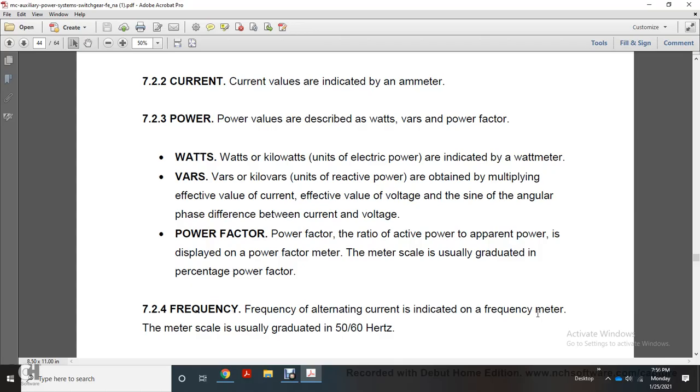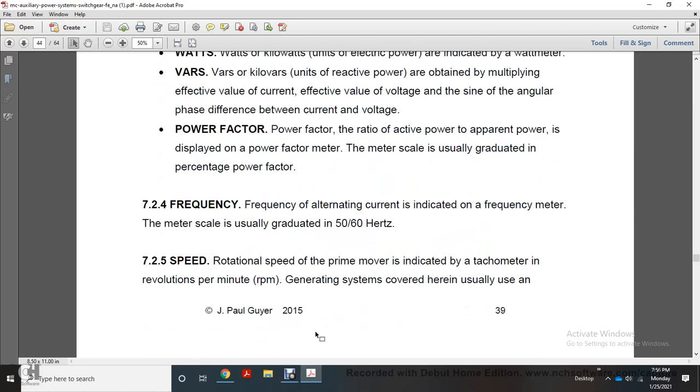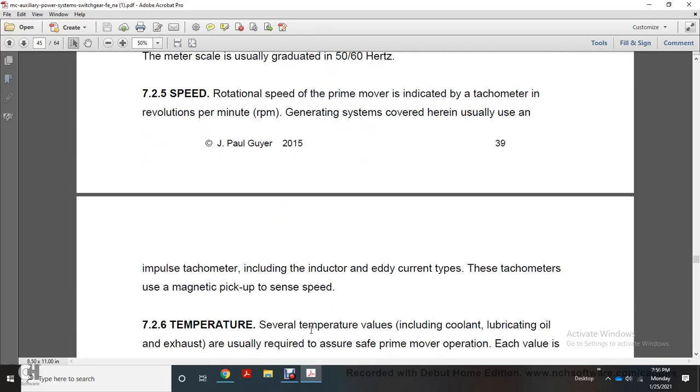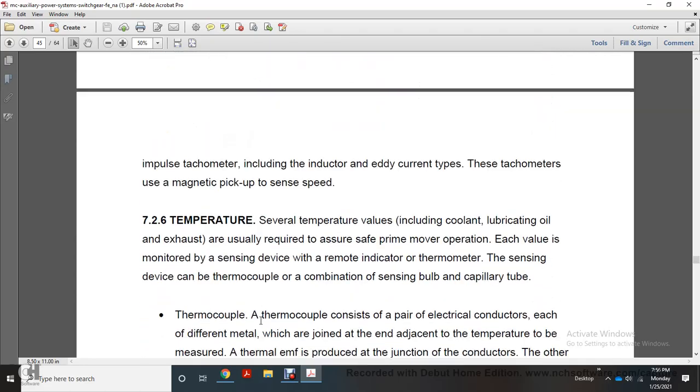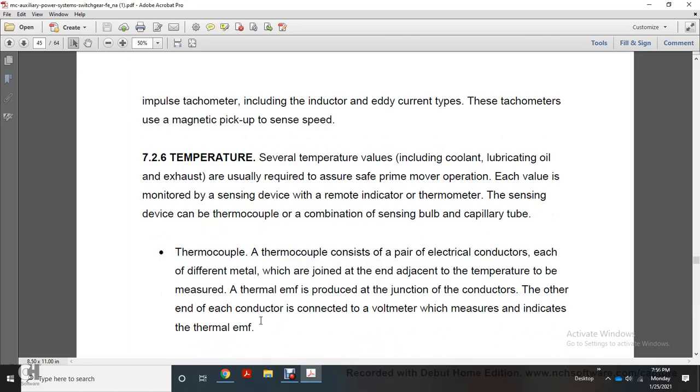Frequency of alternating current is indicated with the frequency meter, whose scale is usually graduated from 50 to 60 hertz. Speed, the rotational speed of the primary mover, is indicated with the tachometer in revolutions per minute. Generation systems covered here usually include an impulse tachometer. Inductor and eddy current types of tachometers use a magnetic pickup to sense speed. Temperature: several temperature values, including coolant, lubricating oil, and exhaust, are required to assure safe primary mover operation.